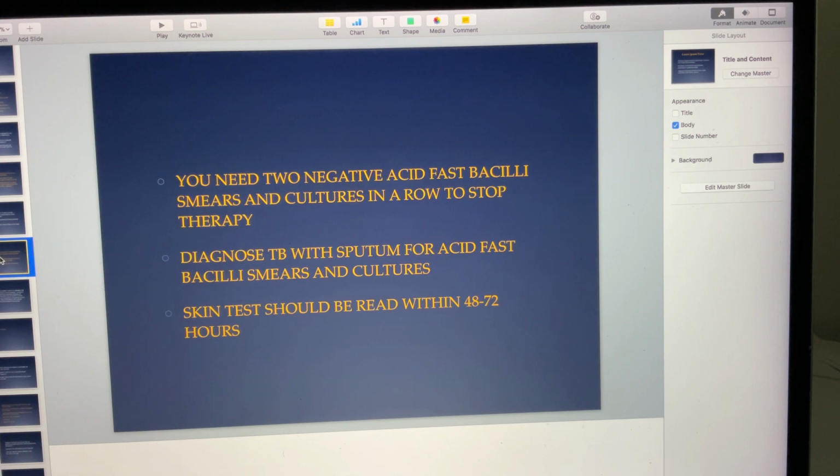They have to return 2 negative acid-fast bacilli smears and cultures in a row for you to stop treatment. Okay, and you diagnose TB with sputum for acid-fast bacilli smears and cultures. All right, in terms of what is the time frame for you to read the skin test, that should be done within 48 to 72 hours.